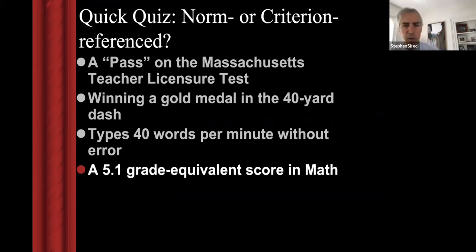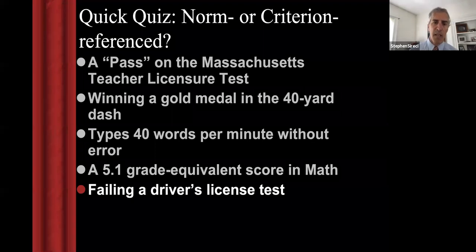Next, a 5.1 grade equivalent score in math. It's an example I gave before. What does that mean, 5.1? 5.1 is the average score for a fifth grader during the first month of school, let's say September. So because we're talking about an average score, that is norm referenced. We're comparing to the norm. The norm is another word for average. Failing a driver's license test, again, doesn't matter how other people did, so that would be criterion referenced.